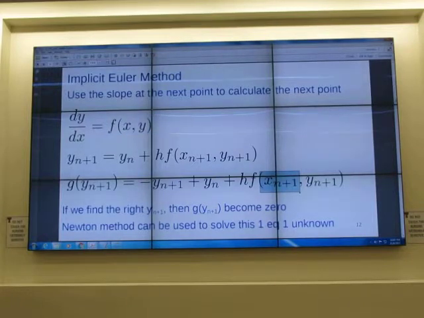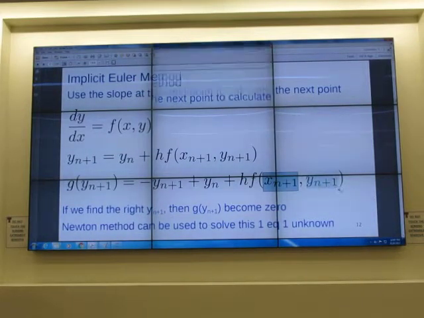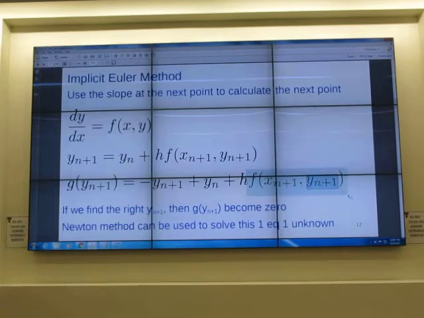Okay. X at the next point, we know. We specify it. Y at the next point, we don't know. But what I promise you here is, if we get x at the next point, and we put some number in, we can calculate this part. Okay? So let's say f(x,y) is x squared plus y squared. So you put x in, you square it, you put initial guess of your y, you square it, add them together, that is the slope at the next point.